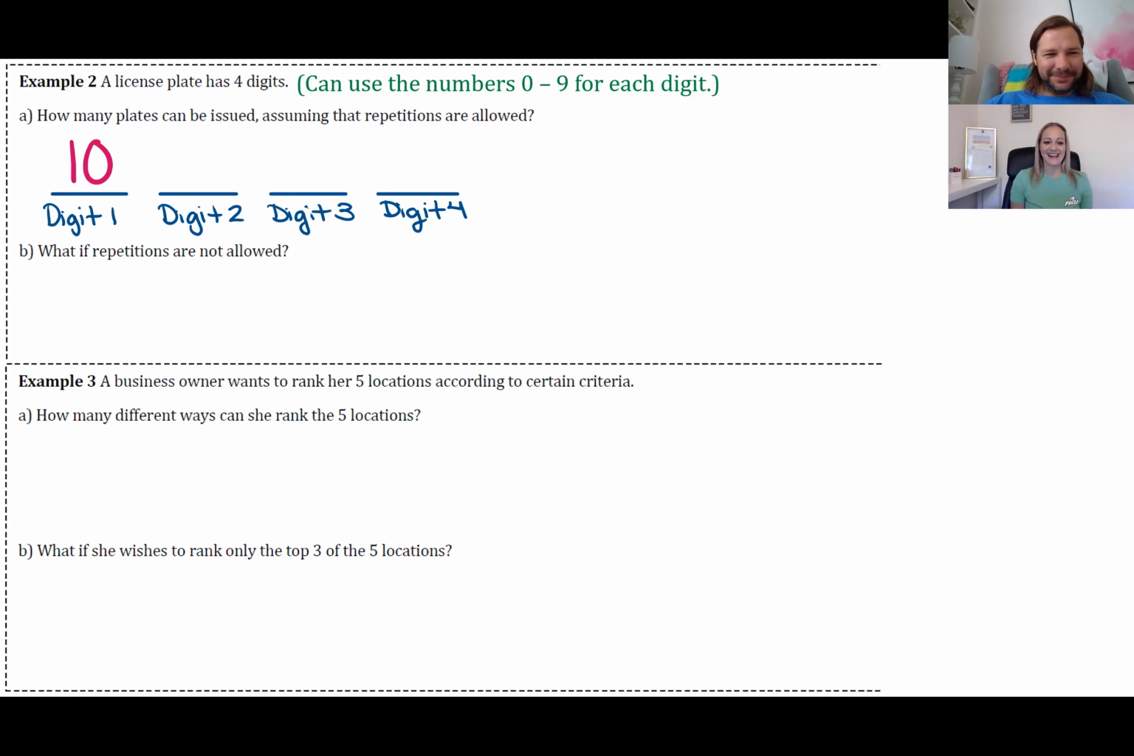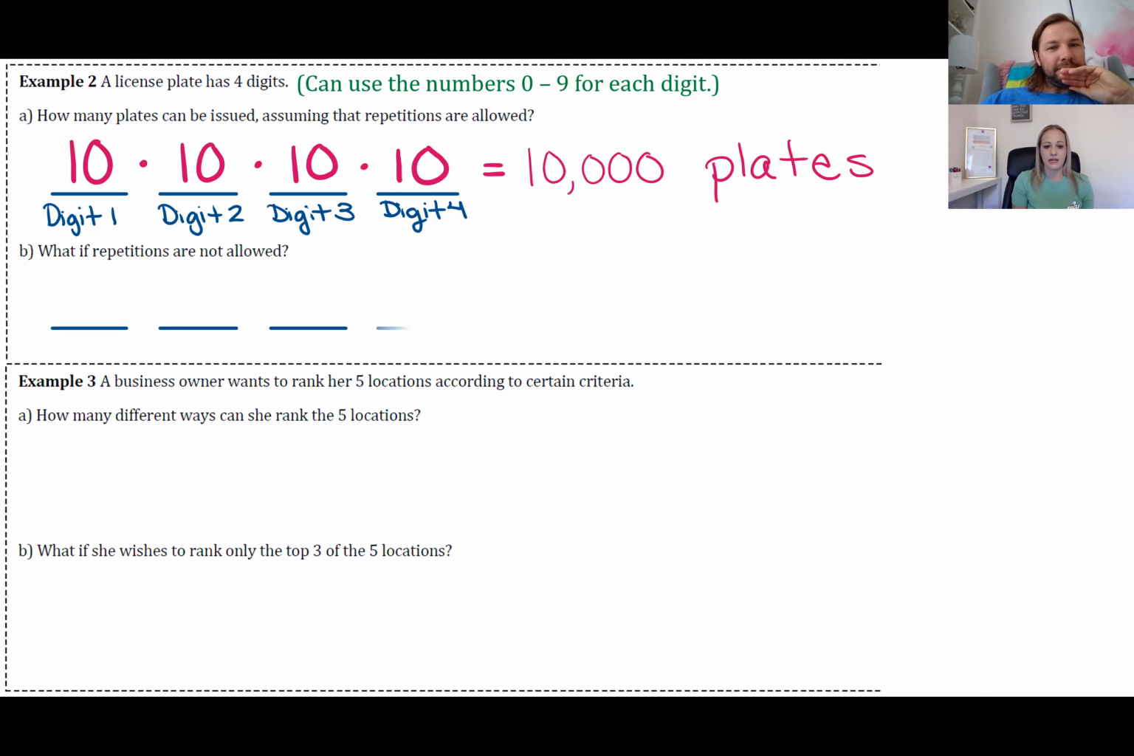Okay, so the numbers 0 through 9, that's 10 numbers. So we have 10 options for what can go into digit 1. And then since we're allowed to repeat, I also have 10 options for what can go into the second digit, 10 for the third, and 10 for the fourth. And then the fundamental counting principle says that we just need to multiply all of those 10s together. So 10 times 10 times 10 times 10 gives us a total of 10,000 different plates.